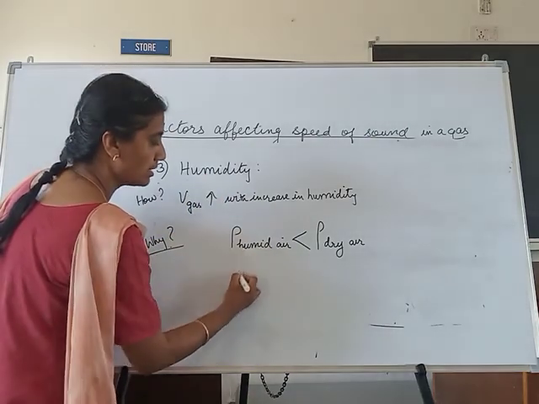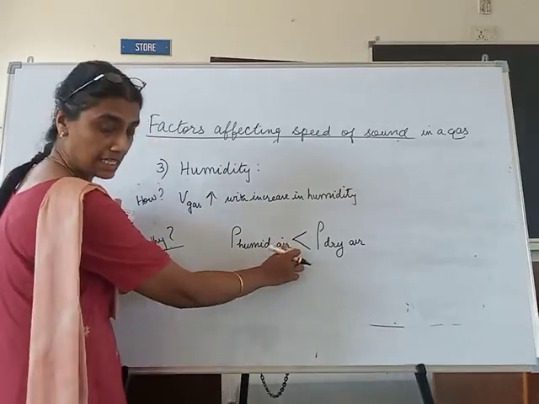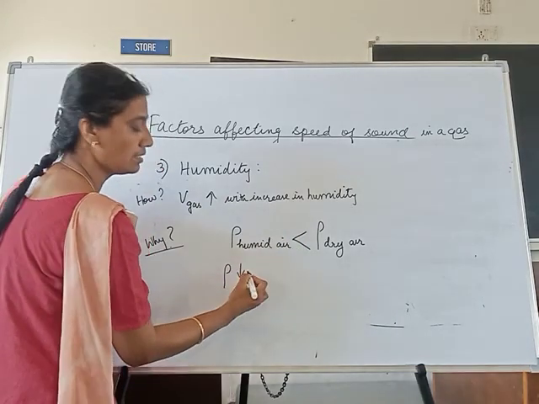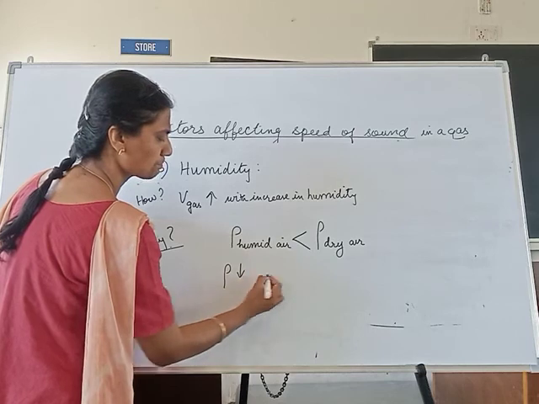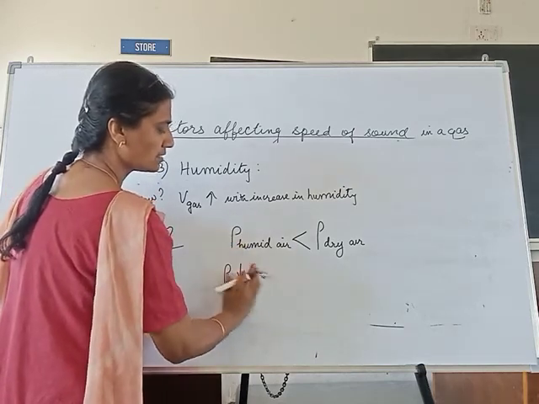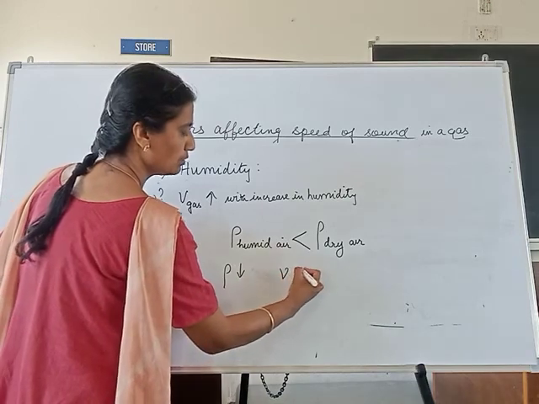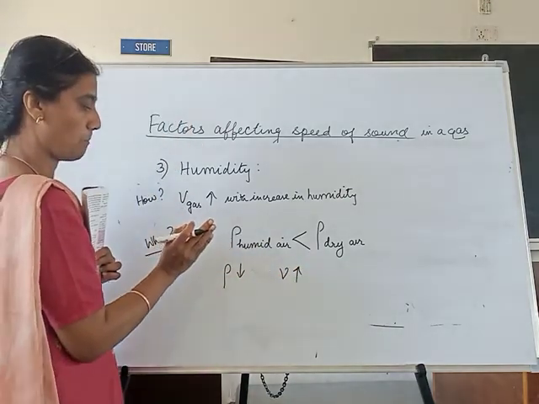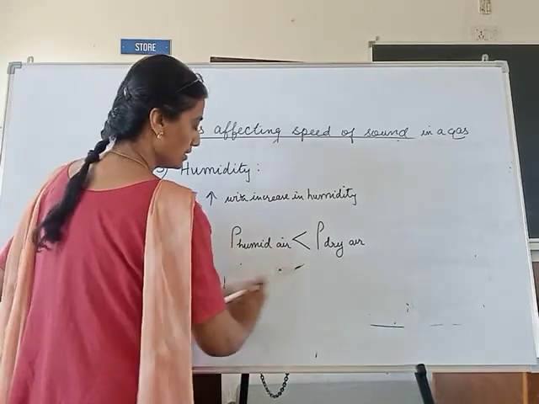So as density of humid air is less, density is decreasing, and from the formula we know that the speed of sound will increase, because these two are inversely proportional. Okay, so how will you write?